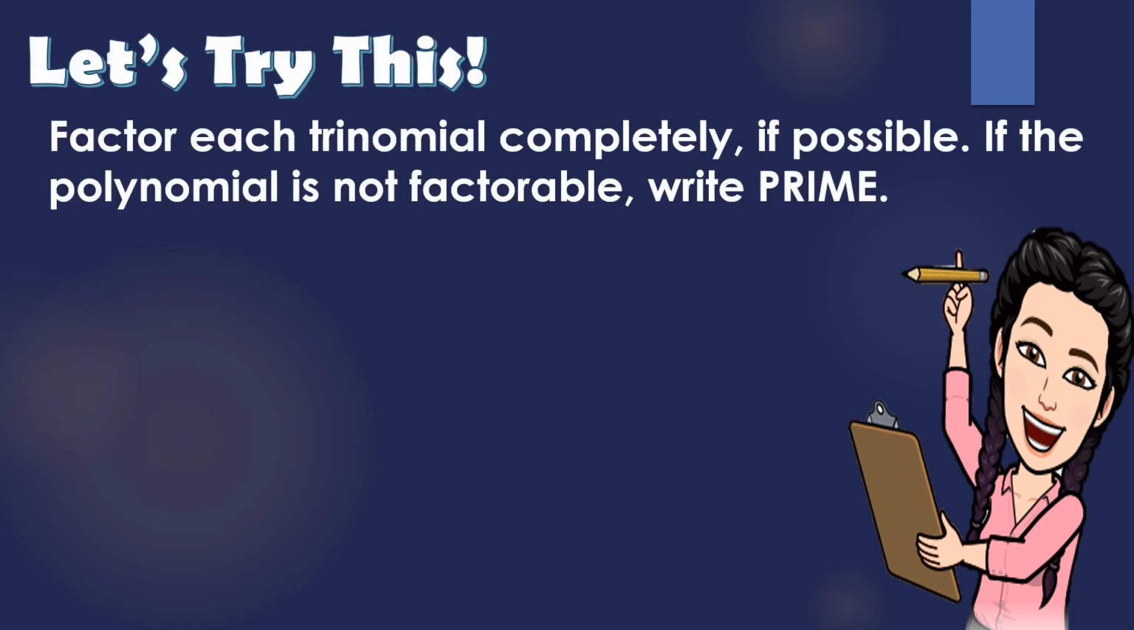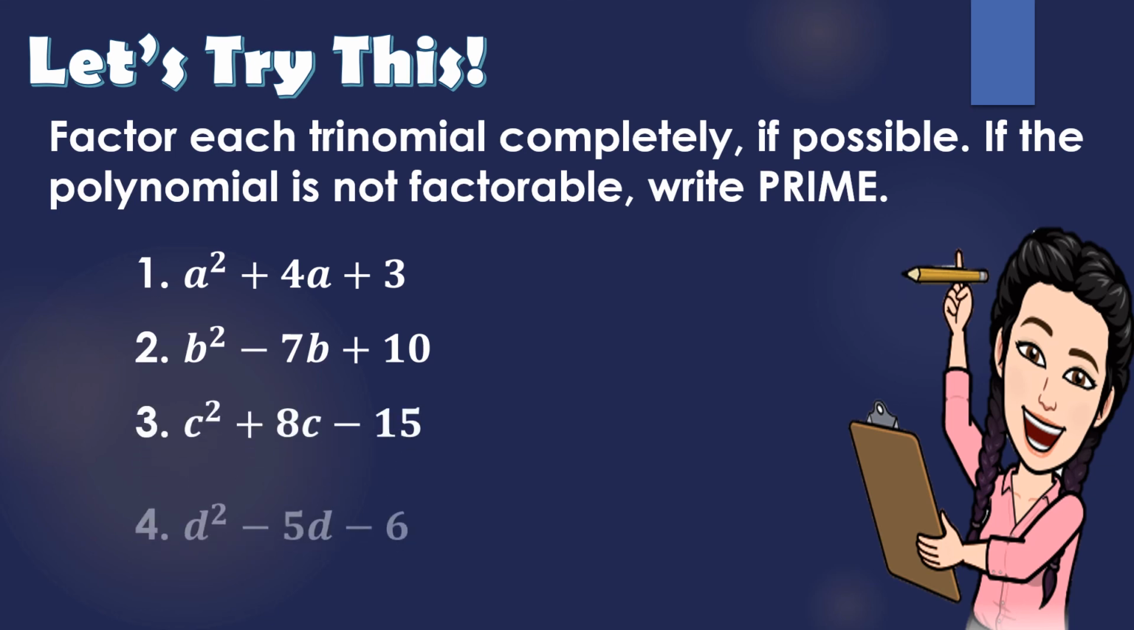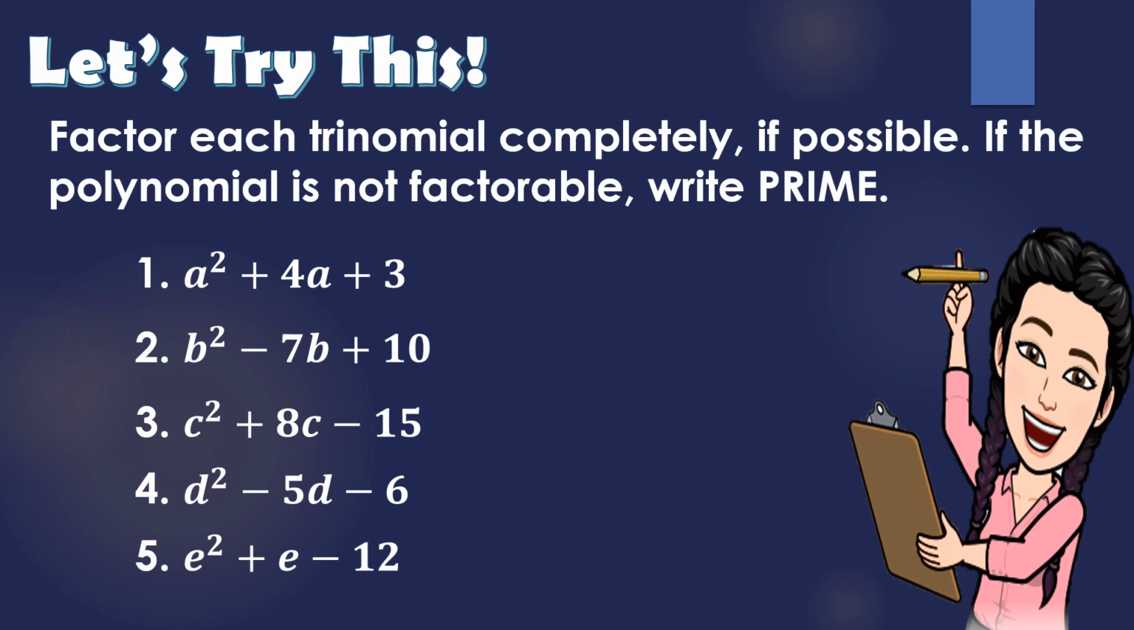Now, let's try to answer the following. Factor each trinomial completely if possible. If the polynomial is not factorable, write prime. Number 1, a squared plus 4a plus 3. Number 2, b squared minus 7b plus 10. Number 3, c squared plus 8c minus 15. Number 4, d squared minus 5d minus 6. And number 5, e squared plus e minus 12.